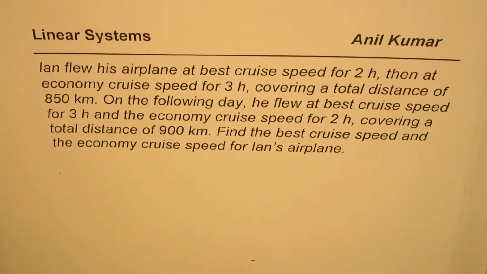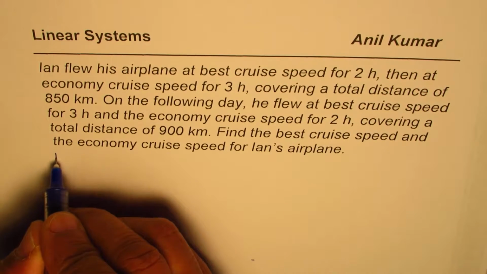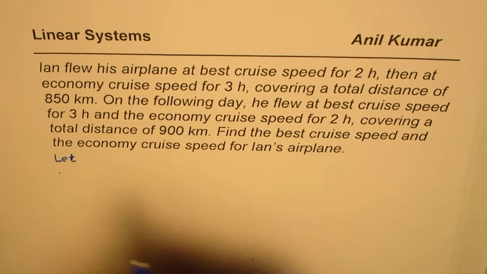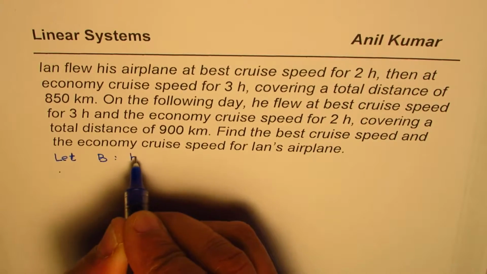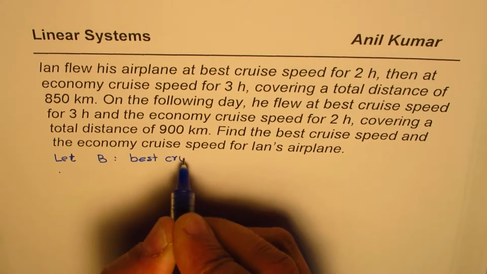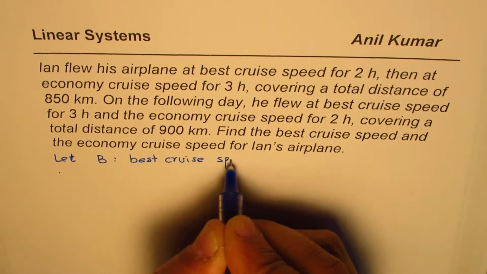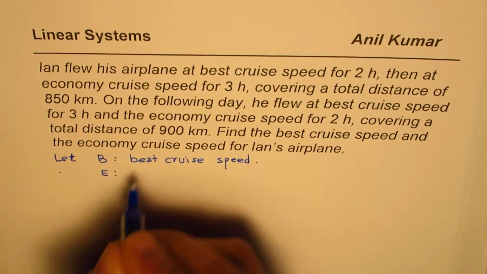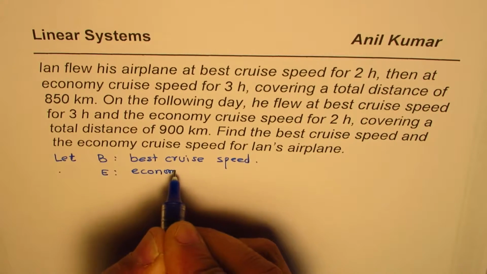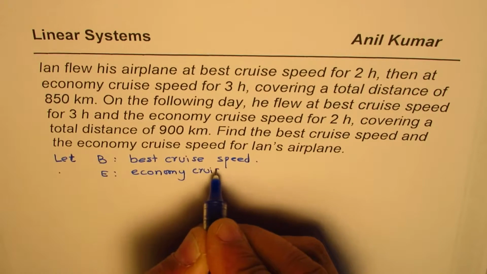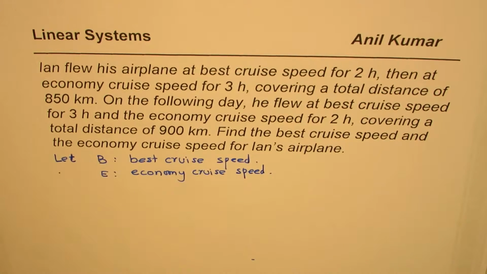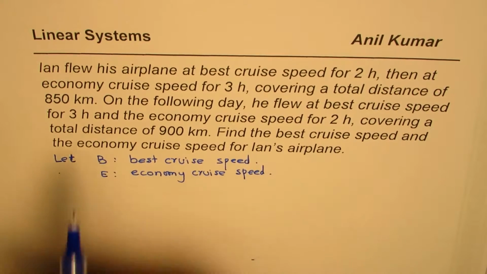Now always begin by defining your variables using a let statement. So let's use let. Two variables, best cruise speed, let's say B for best cruise speed, right? And let us say E for economy. So we have two variables. To solve a system, we need at least two equations. Let's see how we get these two equations.